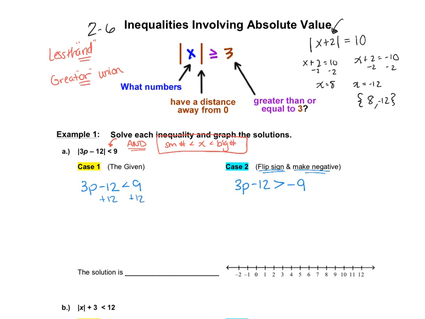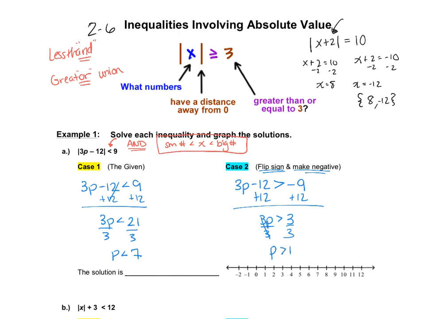So plus 12, 3p is less than 21, divide by 3, and p is less than 7. And then on the right, we would add 12, 3p is greater than 3, divide by 3, divide by 3, p is greater than 1.